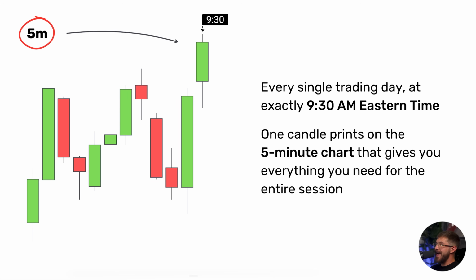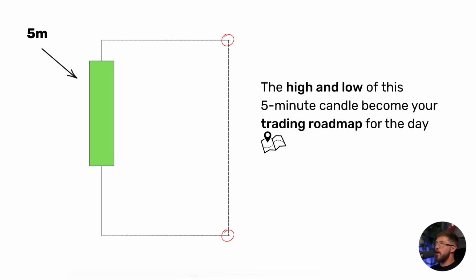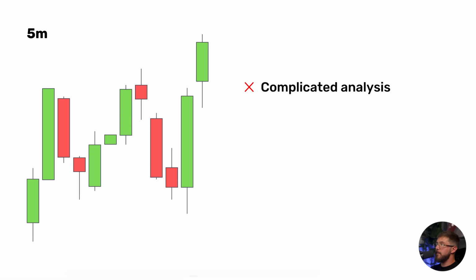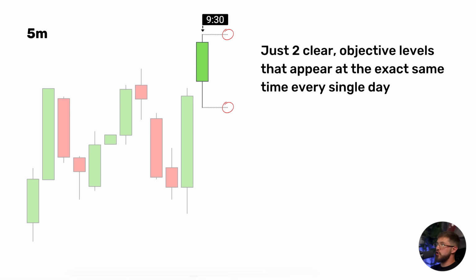And this works for any market, whether it's stocks, futures, crypto, or Forex. Now, this 5-minute candle creates what I call the battlefield, a clear zone with defined boundaries where all the day's action will take place. And the high and the low of this candle become your complete trading roadmap for the day. These two levels, that is it. No complicated analysis, no drawing lines all over your chart, just two clear objective levels that appear at the exact same time every single day.